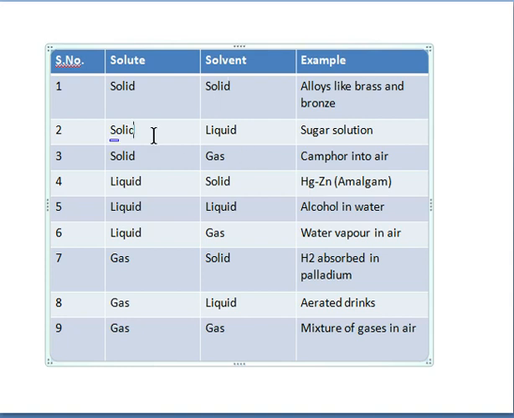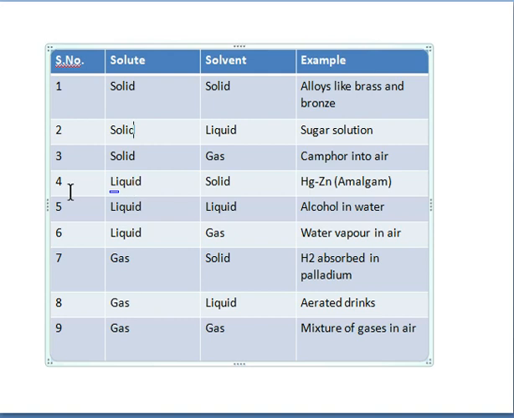Next, the solute is solid and the solvent is liquid. So solid in liquid. Example for this type is sugar solution, sugar in water or salt in water. Next, the third type, the solute is solid and the solvent is gas. So solid in gas. Example for this type is camphor in air.